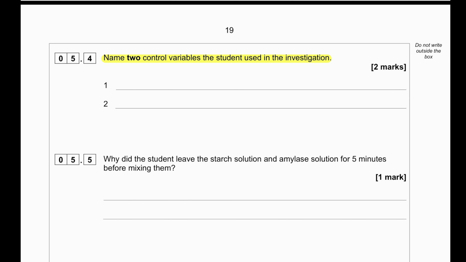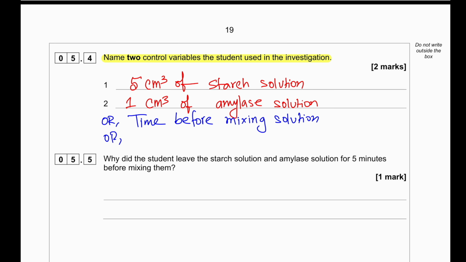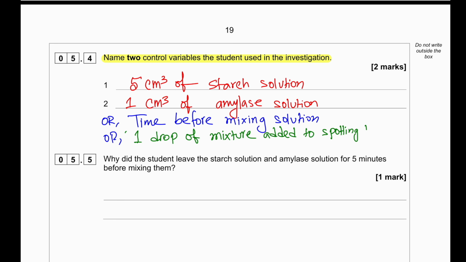The student is keeping the volume of the starch and the volume of the amylase solution fixed, using 1 cm cube of amylase solution and 5 cm cube of starch solution. So the student is keeping them fixed. The other alternative points will be the time before mixing the starch and amylase solution, which the student kept fixed, or the student used 1 drop of mixture which the student is adding to the spotting tile. Another alternative point that the student is keeping constant is adding 2 drops of iodine solution for every test that he is performing on that mixture.